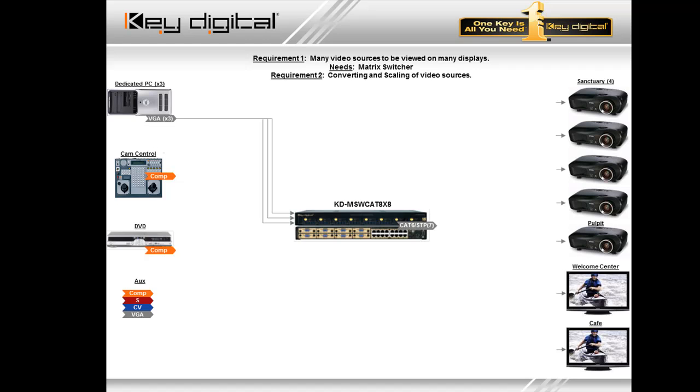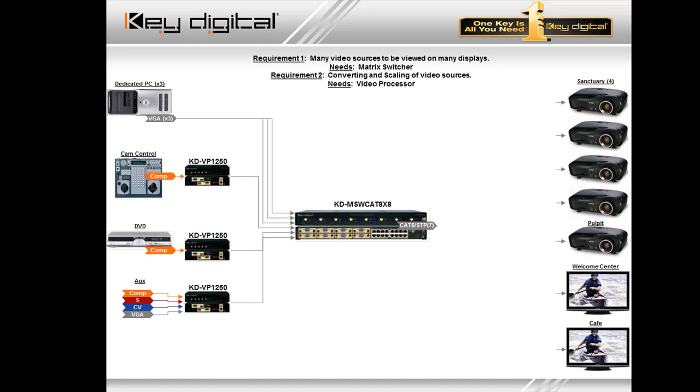Converting and scaling of video sources. For example, our camera control, our DVD, and our auxiliary port source equipment is component, or the auxiliary is going to be a plate, it looks like, that has a number of formats. In those cases, we'll utilize our KD-VP1250. The point here is that we know we're going to the displays, the projectors and the flat panels, and we're going to connect to them with a VGA connection. So ideally, you're going to format up front everything to one single format.